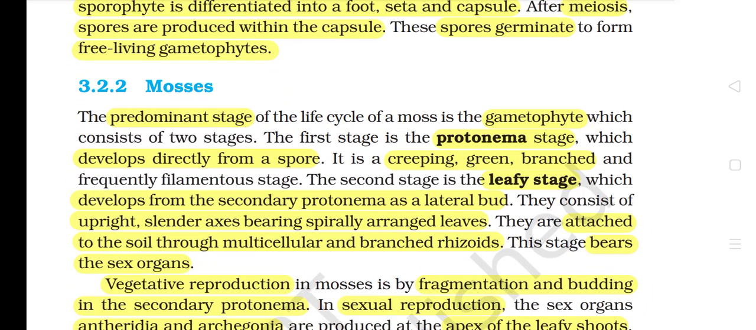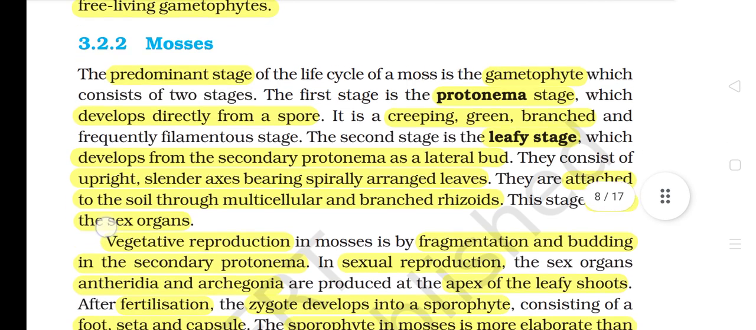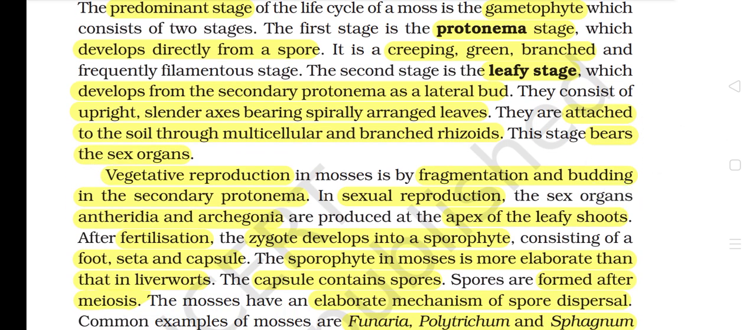3.2.2 Mosses. The predominant stage of the life cycle of a moss is the gametophyte, which consists of two stages. The first stage is the protonema stage, which develops directly from a spore. It is a creeping, green, branched, and frequently filamentous stage. The second stage is the leafy stage, which develops from the secondary protonema as a lateral bud. They consist of upright, slender axis bearing spirally arranged leaves. They are attached to the soil through multicellular and branched rhizoids. This stage bears the sex organs.